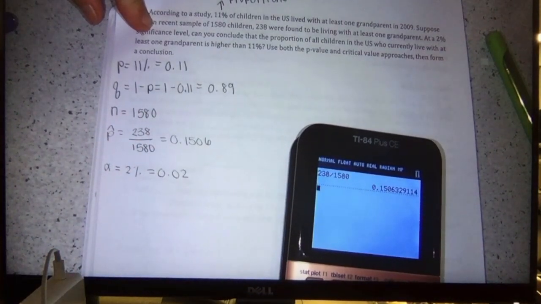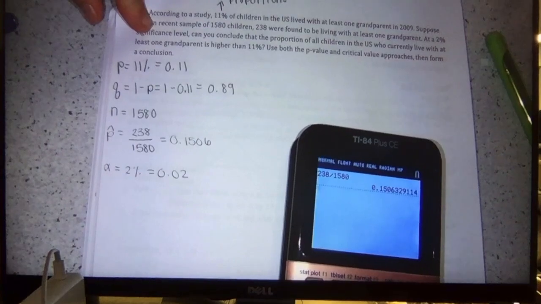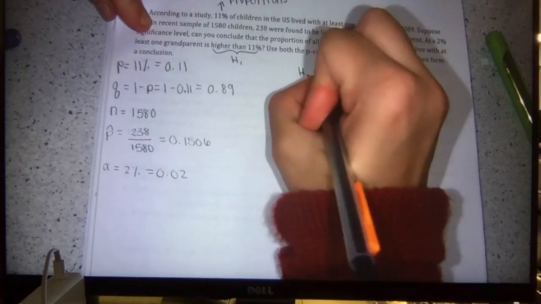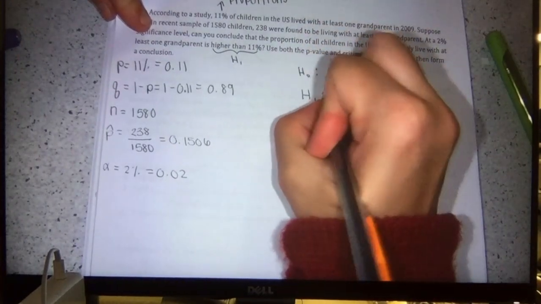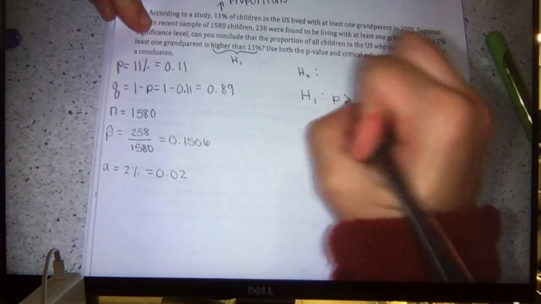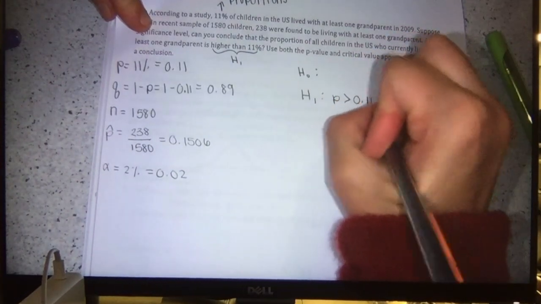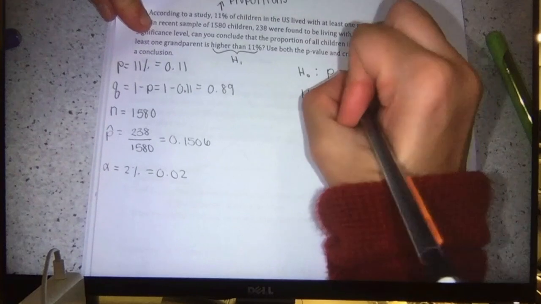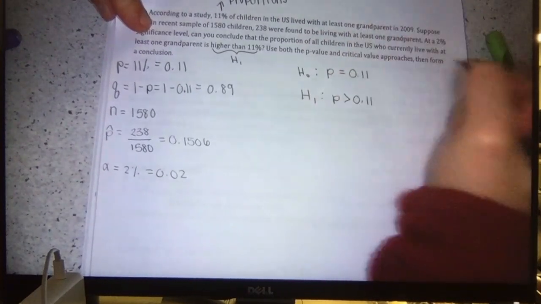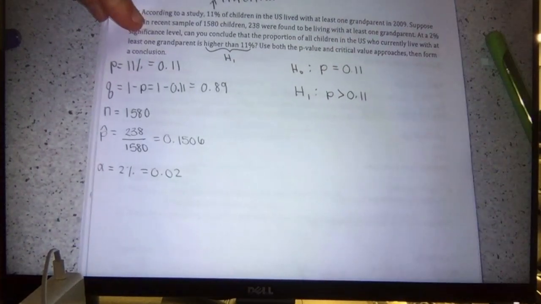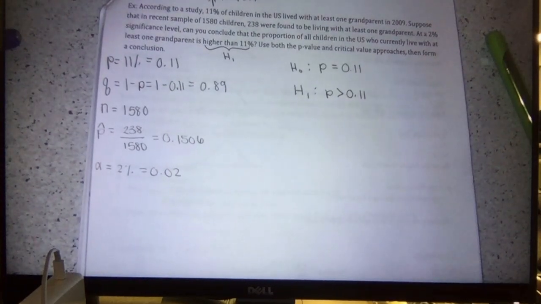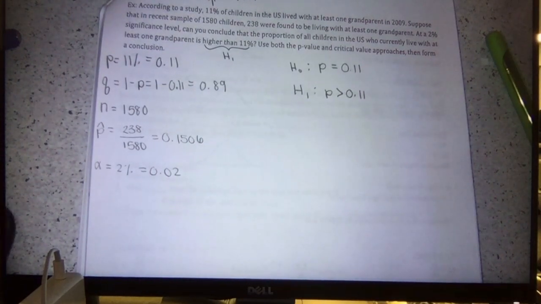Can you conclude the proportion of all children in the U.S. who currently live with at least one grandparent is higher than 11%? So that's our alternative hypothesis. Our proportion is larger than 11%, so 0.11. And that means our null is that p equals 0.11. Use both p-value and critical value approaches and then form a conclusion.